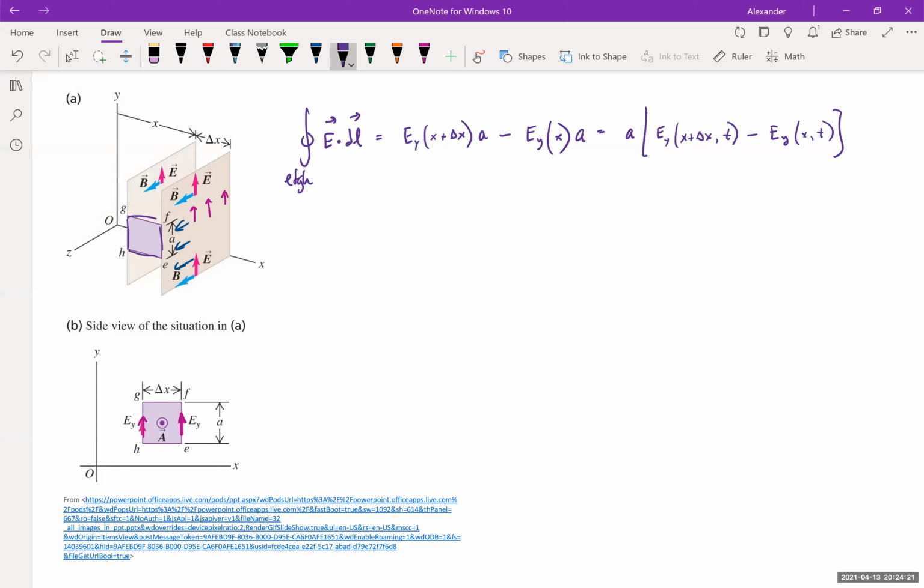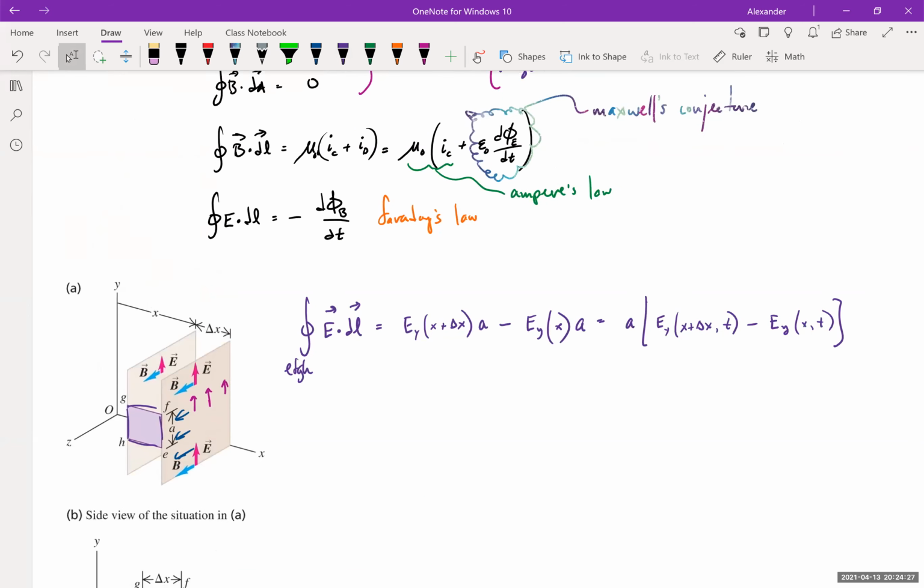And that's I guess the left-hand side of Faraday's law. The right-hand side, looking up a second, Faraday's law has to do with the rate of change of the flux. The rate of change of the magnetic flux through the surface bounded by path EFGH.